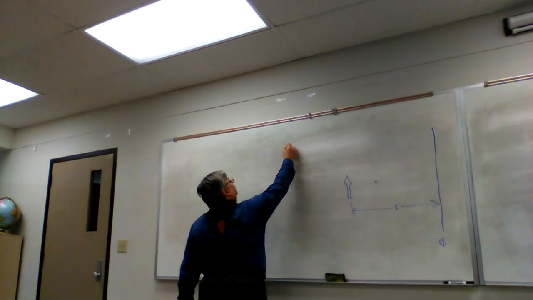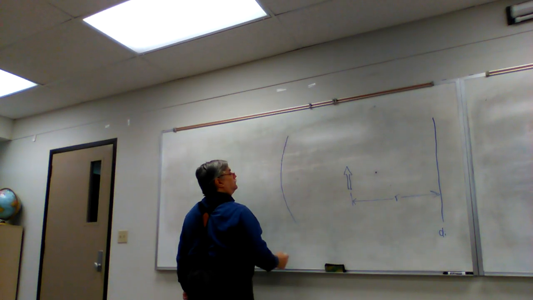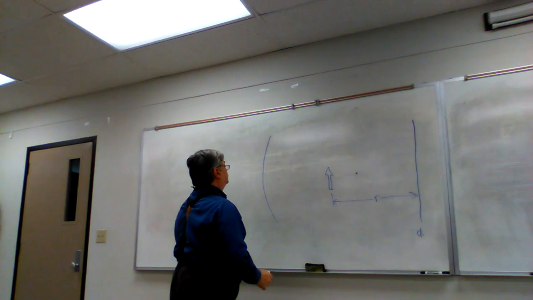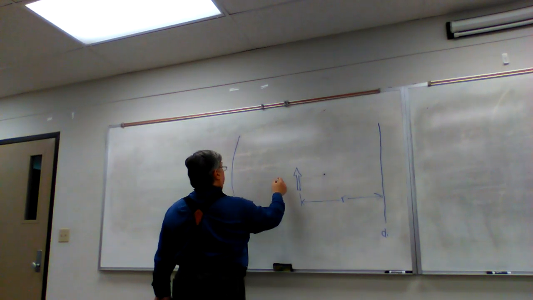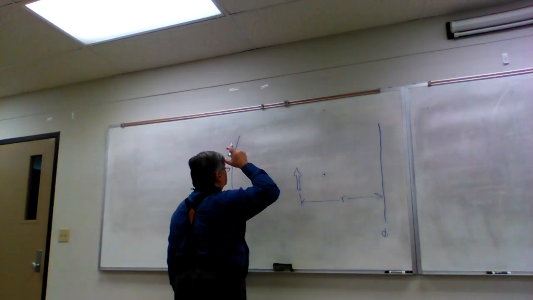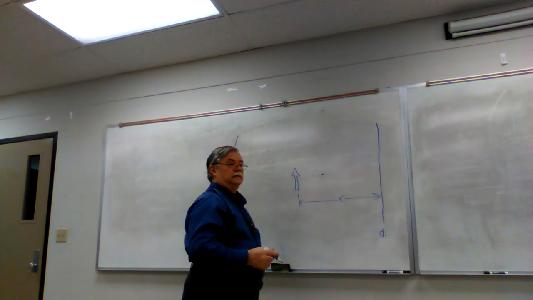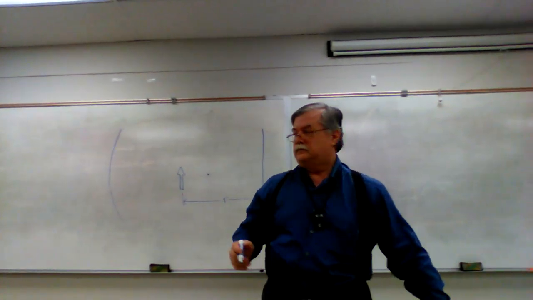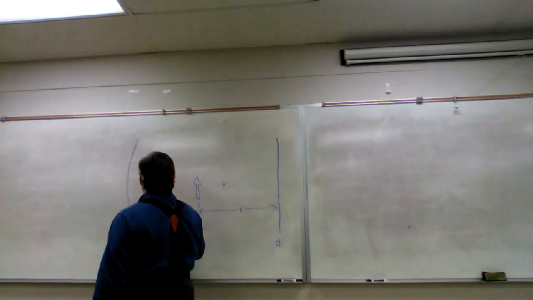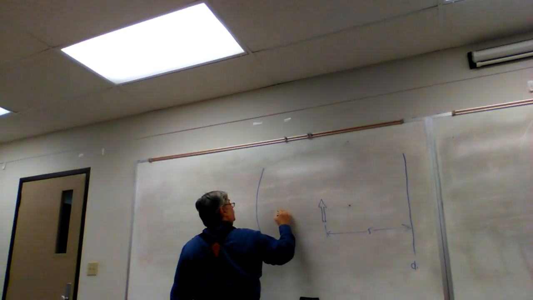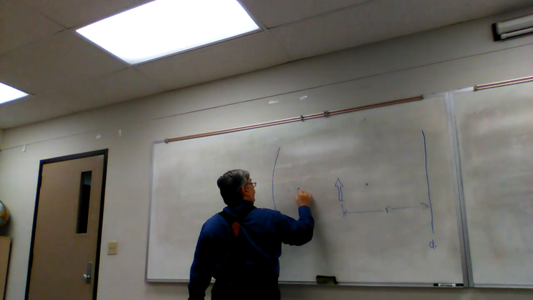We've got a concave mirror here that has a center of curvature r, right? Which means it has a focal length of r over 2.